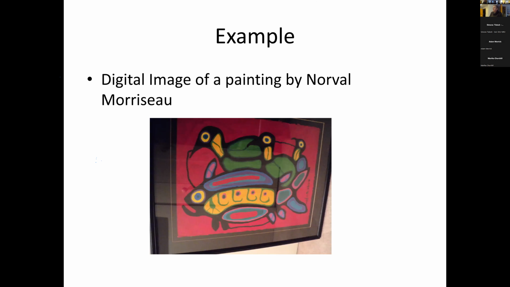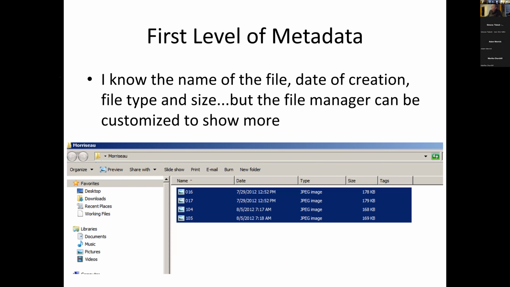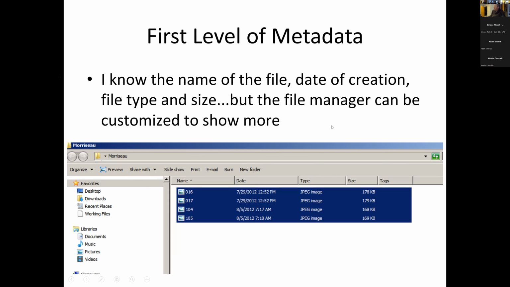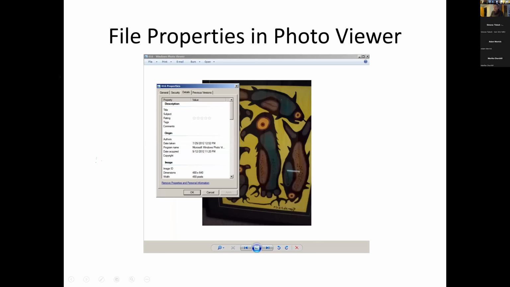Here's an example of an image of a painting. And I know automatically, just by looking at this JPEG file, that whatever one it was, I didn't record the name of that particular image, but it's one of these images. I know the date when it was taken. I know that it's a JPEG format. I know its size, and there's probably more metadata information that I can pull from this if I wanted to. But this is the default as to show what's shown in the file manager in Windows.